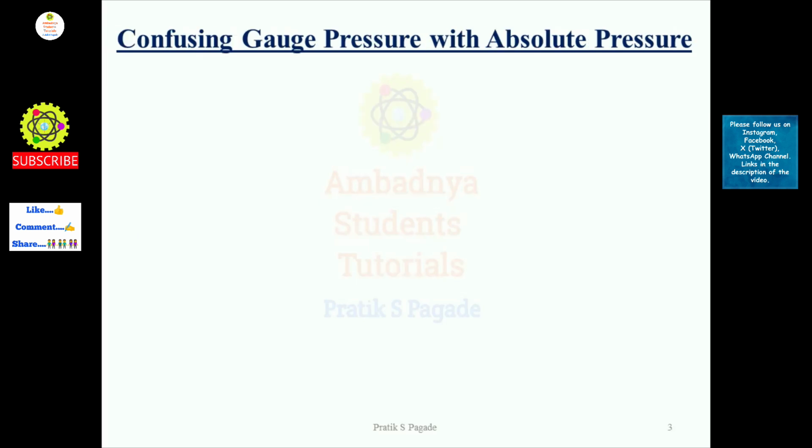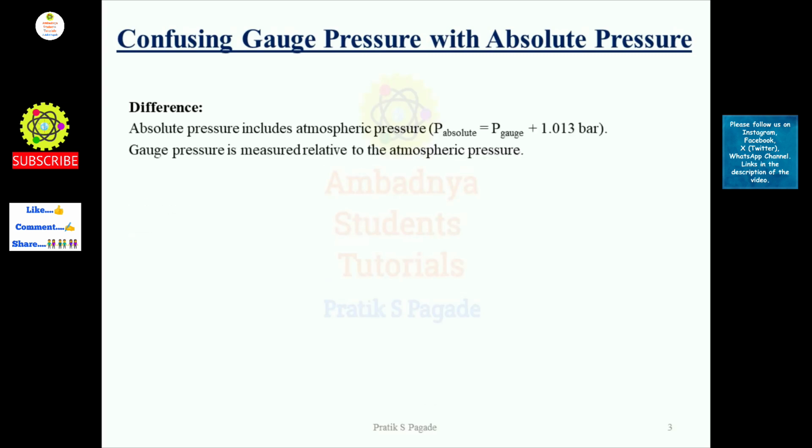So first is confusing gauge pressure with absolute pressure. Let's see the difference first. Absolute pressure includes atmospheric pressure. As we know, absolute pressure is the sum of the gauge pressure and atmospheric pressure. So the formula is P absolute is equal to P gauge plus atmospheric pressure, that is 1.013 bar. Gauge pressure is measured relative to the atmospheric pressure. Now we will see an example.